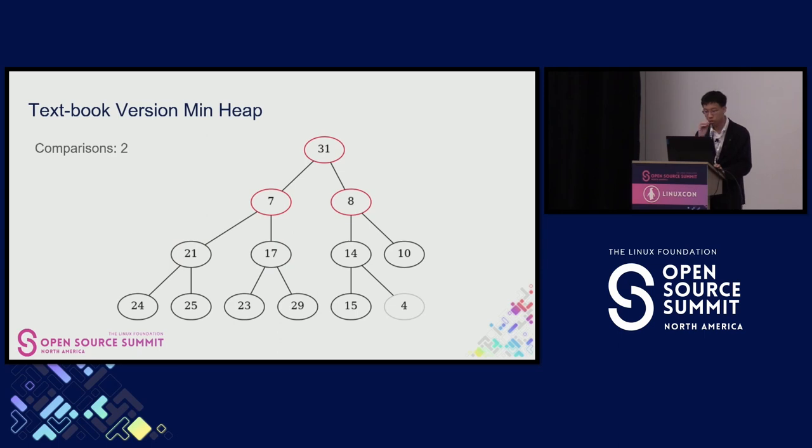We see 7 is the smallest among the three nodes, so we swap 31 with 7 here. We keep doing the same thing until the current node is the smallest of the three nodes, or we encounter a leaf node, so there will be no child. We find 17 is the smallest, so we swap with it, and then we find 23 is the smallest. Then the work is done. In this one heapify operation, we need six comparisons in total.